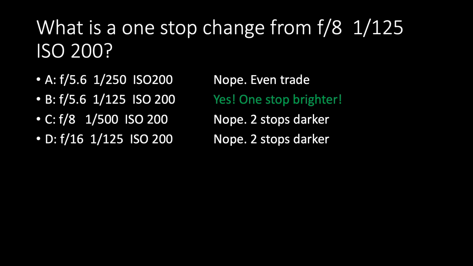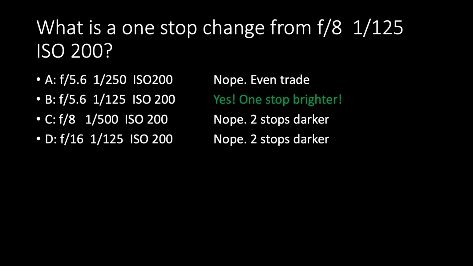So let's look at choice A. We go from F8 to F5.6. Okay, yes, that's a change, and it's 1 stop brighter. But we also go from a 1/25th to a 2/50th. And that's also a 1-stop change, but it's 1 stop darker. And the ISO stays the same. So this is simply an even trade.